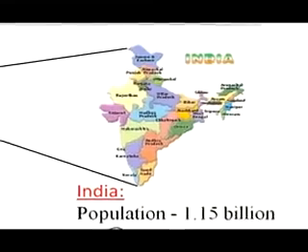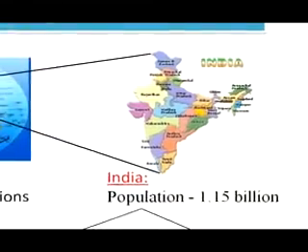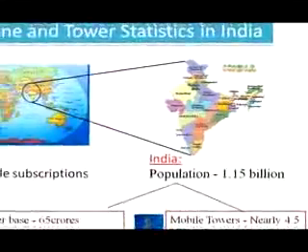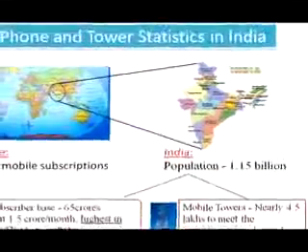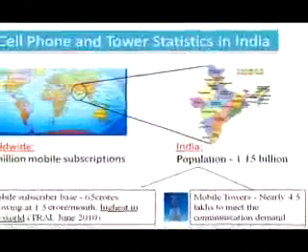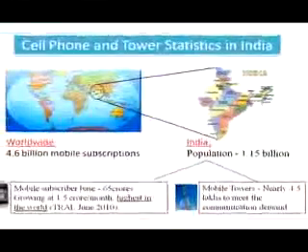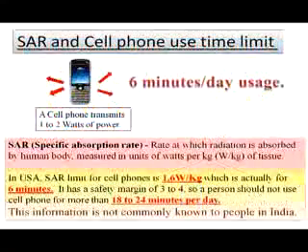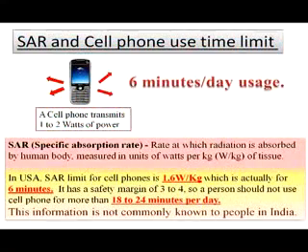What are the statistics in India? Worldwide, of course, we have 4.6 billion mobile subscriptions. Now, in India, the population is close to 1.15 billion. We have a very large subscriber base, the highest in the world. And in order for that large number of mobile phones to communicate, we have nearly 4.5 lakh cell towers.